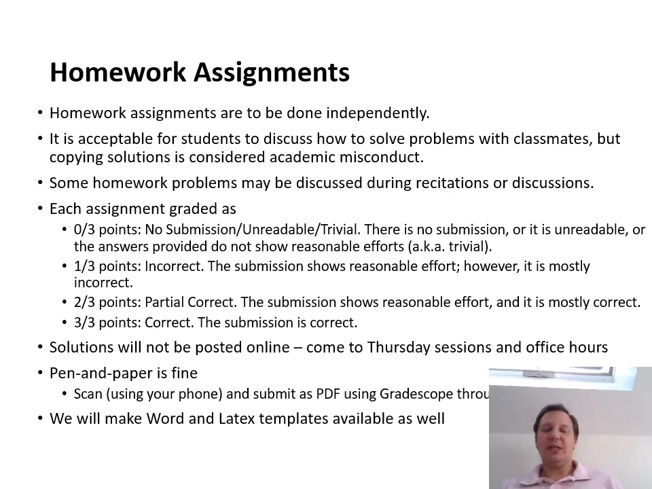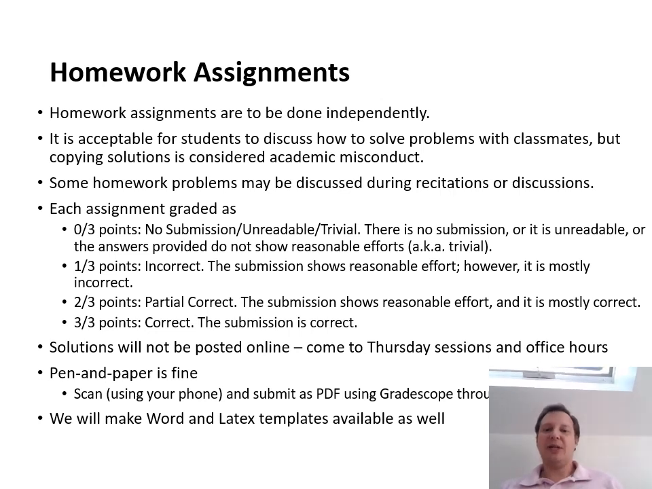Okay, so a little bit more detail about each of these aspects that constitute a grade. There'll be 7 homework assignments throughout the semester, and they're supposed to be done independently. So you cannot copy solutions from other students. It's okay to discuss how to solve problems with classmates, but you cannot copy them. While you're discussing the problems, don't solve them together with your study partner. A good rule of thumb is that you take a couple of hours break, and only then you actually write down your solution independently.